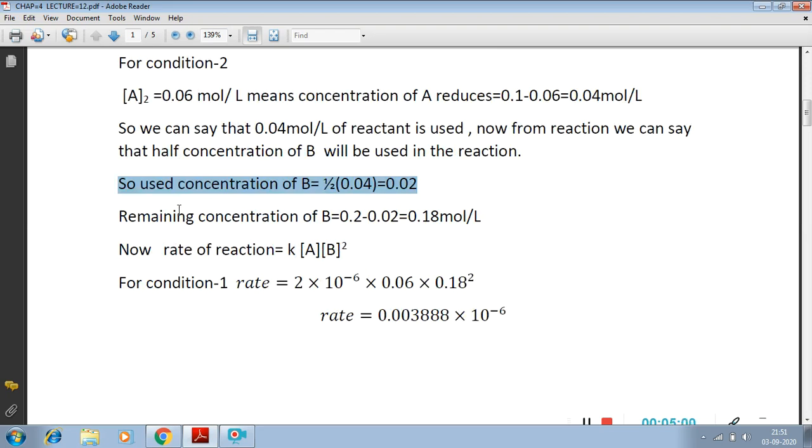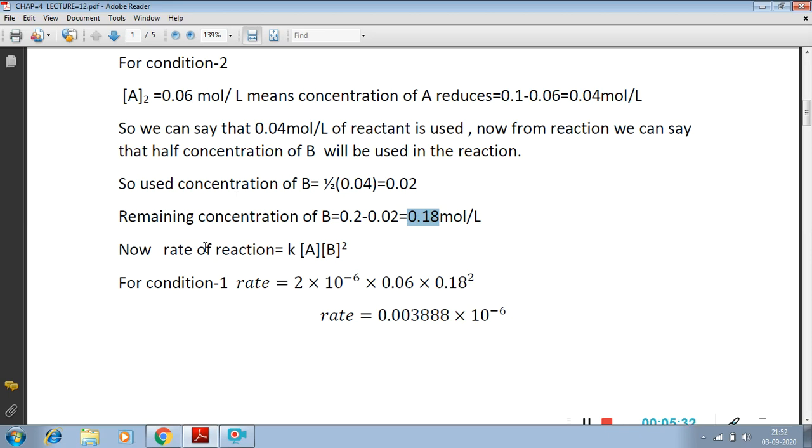Now the initial concentration of B was 0.2 mole per liter, and from that we are using 0.02 mole per liter. So the remaining concentration of compound B is equal to 0.2 minus 0.02, which is equal to 0.18 mole per liter. So this much amount of compound B will be there in the reaction mixture.